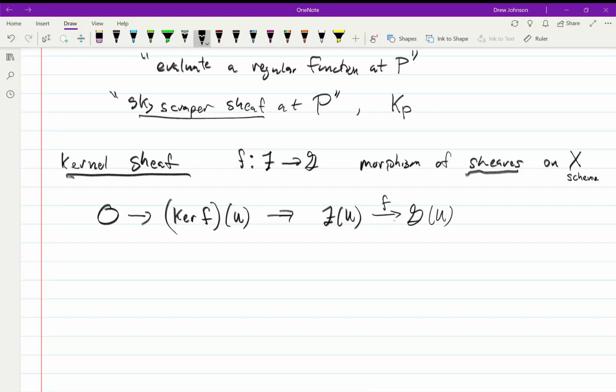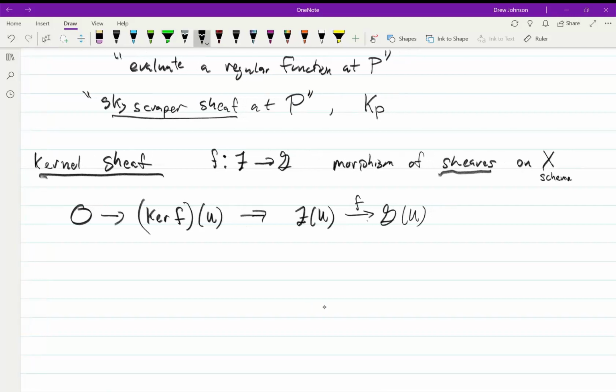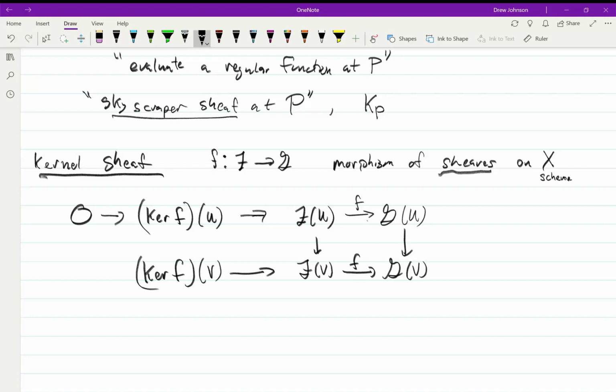And that's the definition of the kernel. You just take the kernel of f right here. Remember, F(U) is an O_X(U) module, G(U) is an O_X(U) module, so you take the kernel as a map of O_X(U) modules, and that will be an O_X(U) module itself. Sheaves also have to have restriction maps, so let's make sure that makes sense here. If I take a smaller open set V, I'll have restriction maps here, and I'll have f right here, and I'll have the kernel of f on V like this.